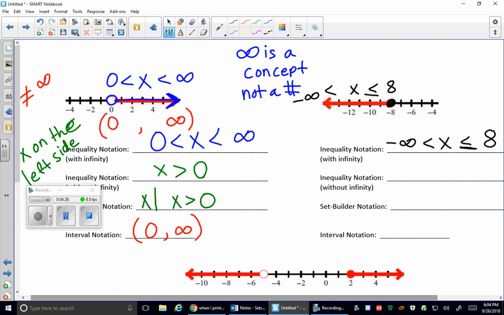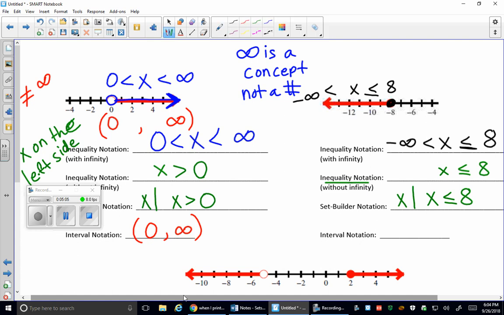So doing the same thing. So don't copy down what I'm going to put here until we're done with this part. So what are we going to do? We're going to come and we're going to chop off that part right there. But going back to this guy, x is already on the left-hand side. So you know what? Erase that, and we're done. And so set builder is x such that x is less than or equal to 8.